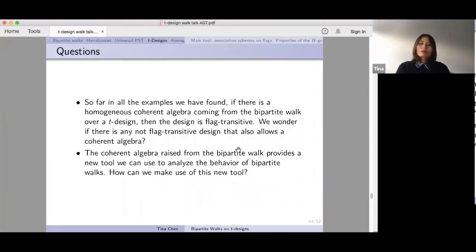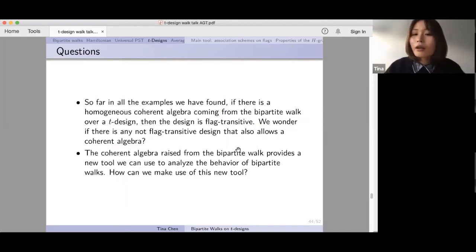So the question that follows is: so far, in all examples we found, if there is a homogeneous coherent algebra coming from the bipartite walk over a t-design, then the design will be flag transitive. So I just wonder if there is any non-flag-transitive design that will also allow a coherent algebra. And because the coherent algebra provides a new tool for us to analyze the behavior of bipartite walks, I wonder if there is any other way we can make use of this new tool.